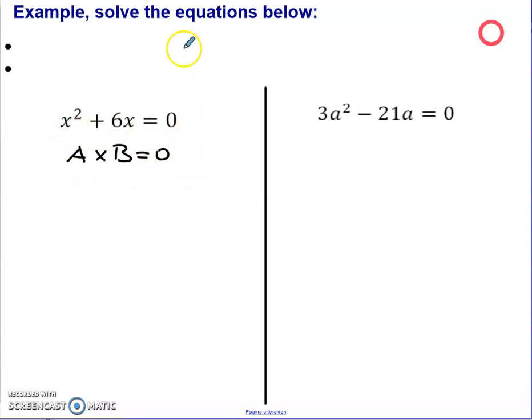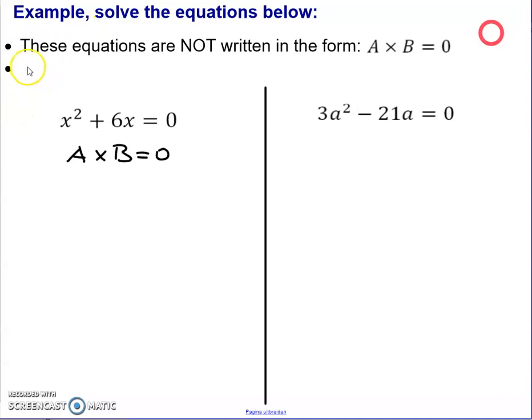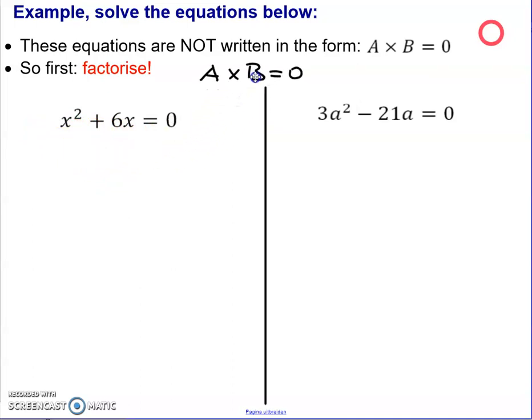So what I need to do first is factorize, because these equations are not written in the form a times b is 0. Be aware of that. So what do I need to do first? I need to factorize first. Then I'm able to use this rule. So let me put this over here. And we're going to factorize.